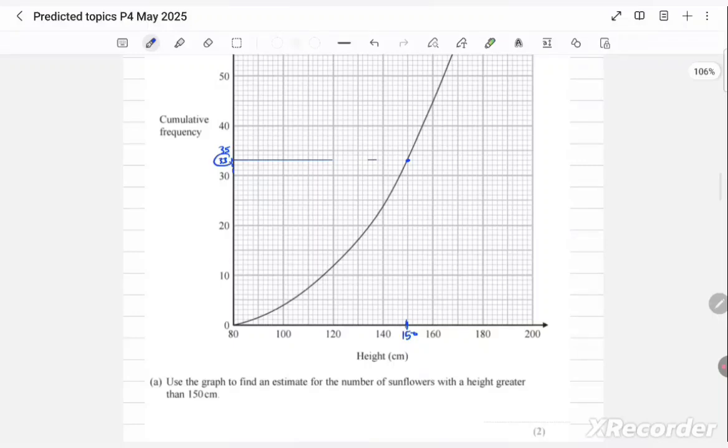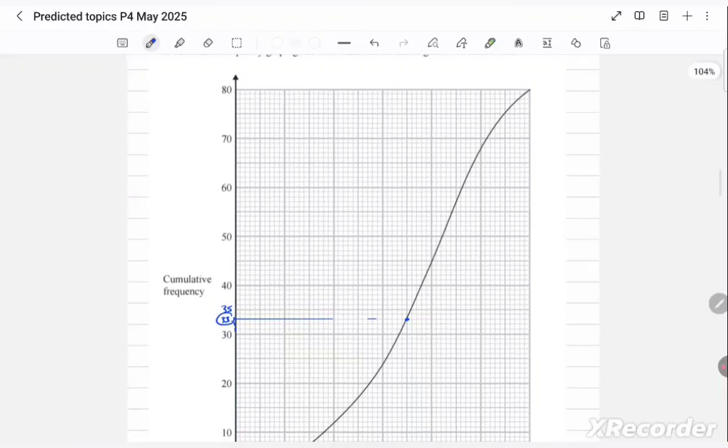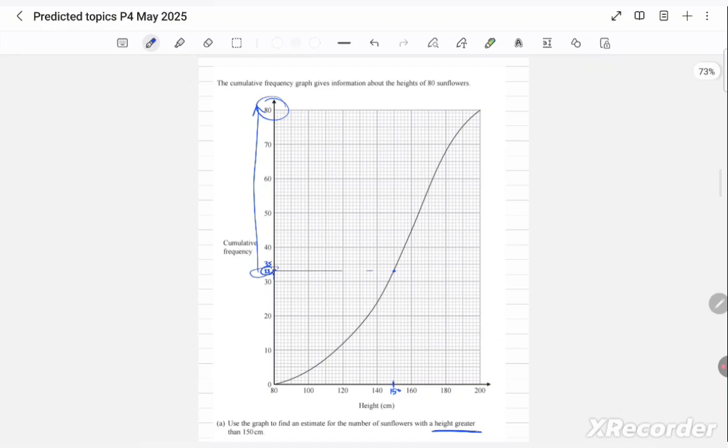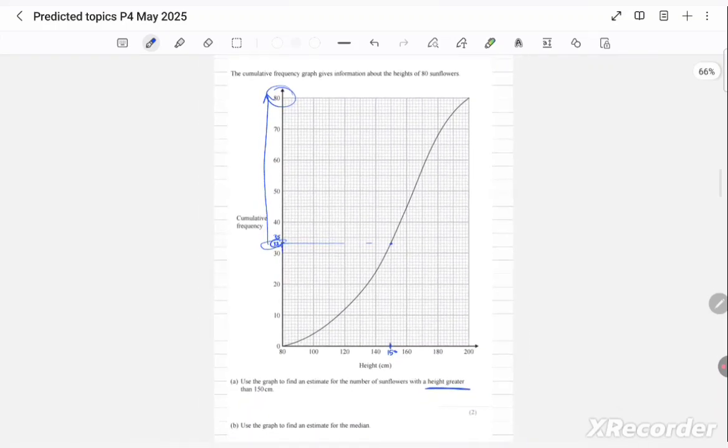If they said with a height less than 150, we could just say it's 33. But they said greater than 150, so we are talking about more than, from here and up. In this case, you have to subtract: 80 minus the 33. This is how to solve this type of question. The answer is 80 minus 33.